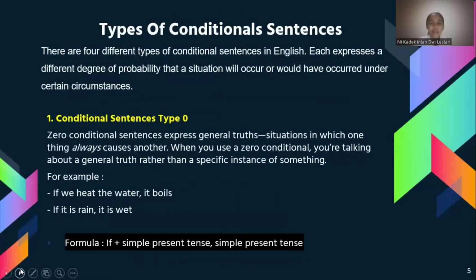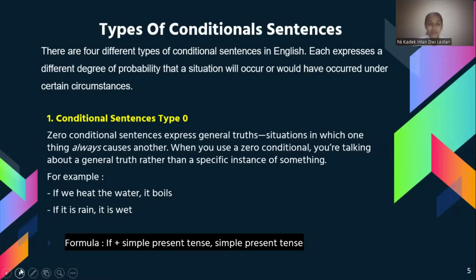And then types of conditional sentences. There are 4 different types of conditional sentences in English. Each expresses a different degree of probability that the situation will occur or will have occurred under certain circumstances. The first one is conditional sentence type 0. Zero conditional sentences express general truths, situations in which one thing always causes another. When you use a zero conditional, you are talking about a general truth rather than a specific instance of something.